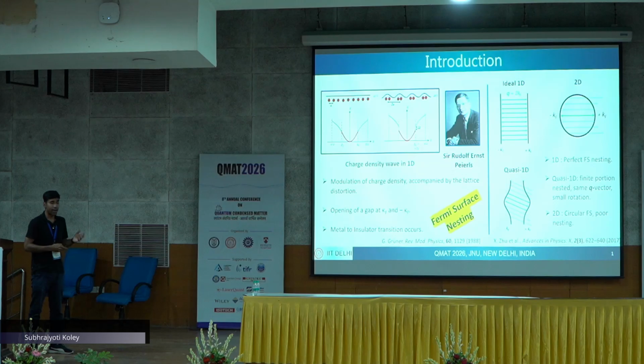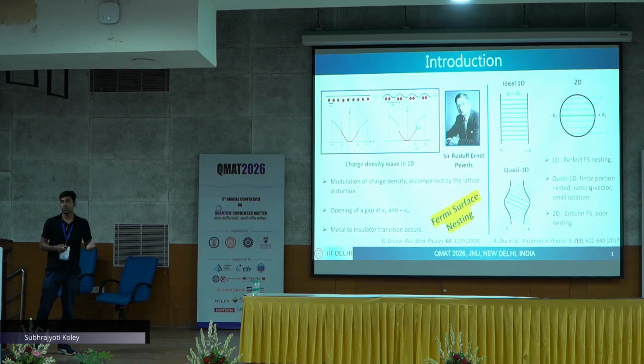But for higher dimensional materials like quasi one-dimensional and two-dimensional cases, the Fermi surface nesting is not perfect like in a 1D system. In quasi 1D, only some part is nested, and for the 2D case there is no nesting at all. So it's really hard to explain in that case why the charge density wave is appearing on the system. So I mean there are other factors that come in, like electron phonon coupling and other things.